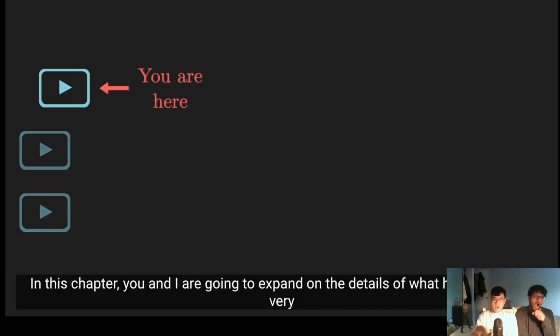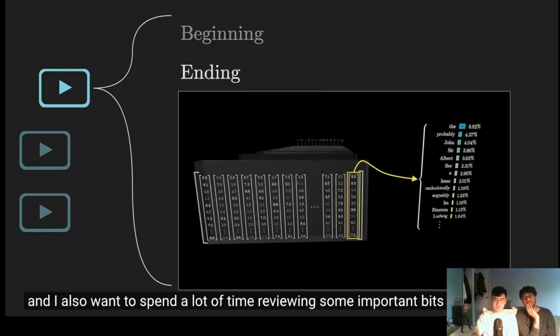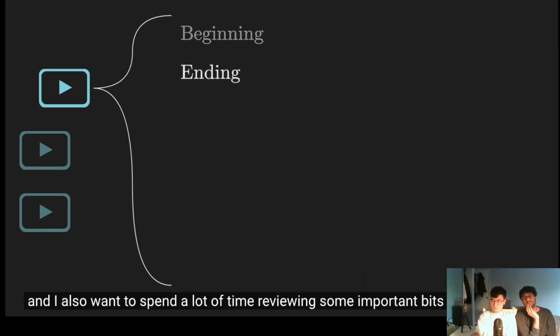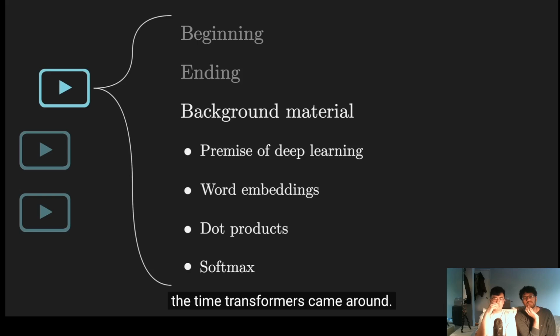In this chapter, you and I are going to expand on the details of what happens at the very beginning of the network, at the very end of the network, and I also want to spend a lot of time reviewing some important bits of background knowledge, things that would have been second nature to any machine learning engineer by the time transformers came around.